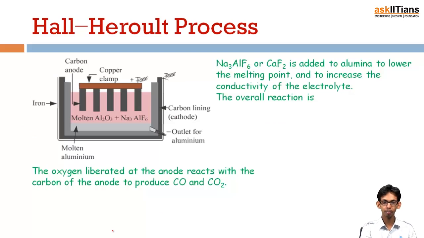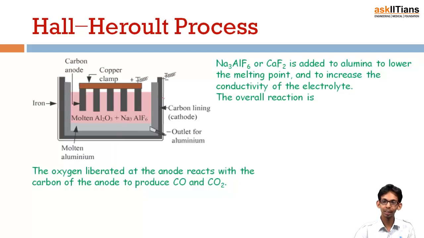Now there is the Hall-Heroult process, which is used for extraction of aluminium from bauxite, and this is an electrolytic refining method in which the electrolysis of bauxite is done. Actually the electrolysis of molten bauxite is done, and into that some cryolite is added, and cryolite is added to decrease the melting point of bauxite ore. So in this we have copper clamps, we have carbon as anode, and we have carbon as cathode also. So both anode and cathode are made up of carbon.